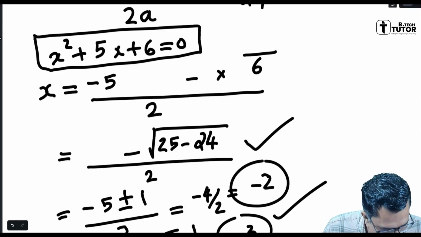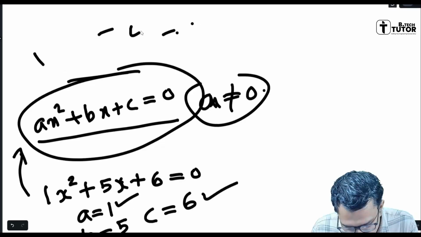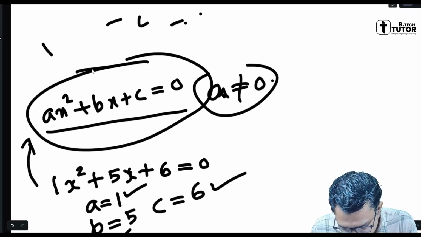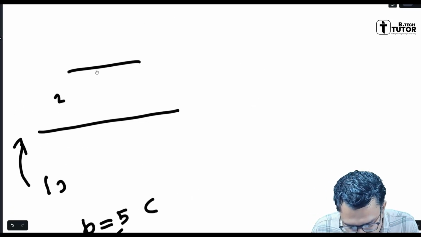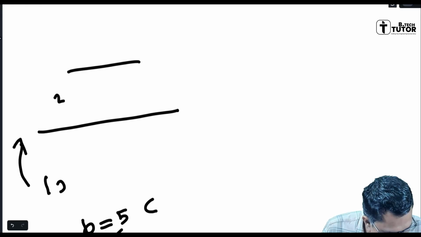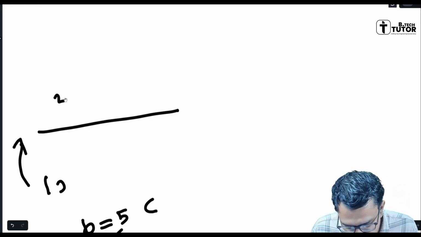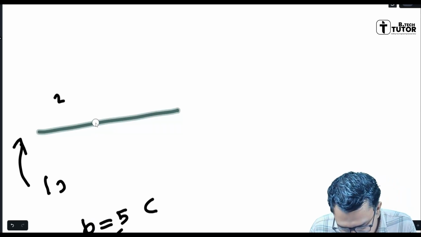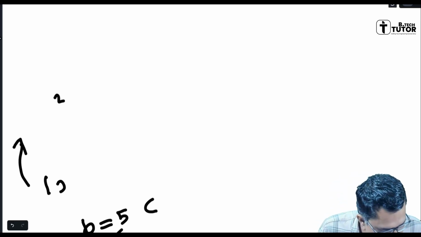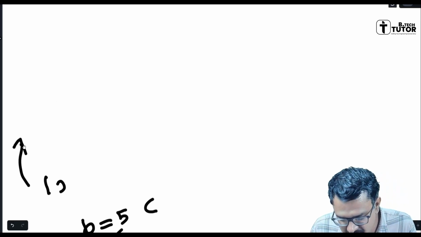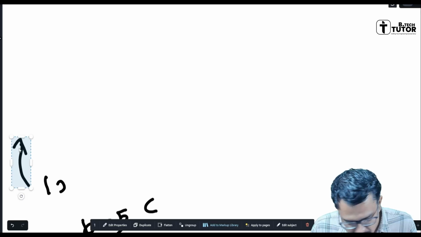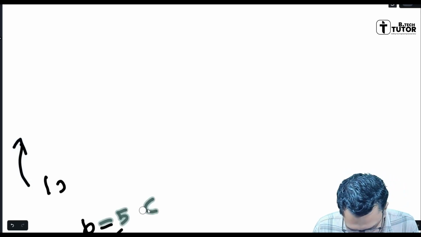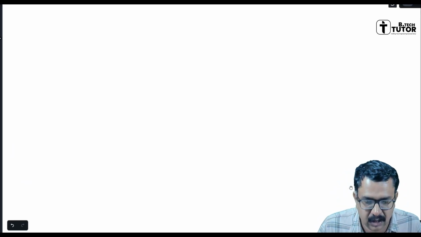Next, we can move to the next question. Okay, remember that the standard form of a quadratic equation is ax² + bx + c = 0, and we can solve it by using the formula x = (−b ± √(b² − 4ac)) / 2a.